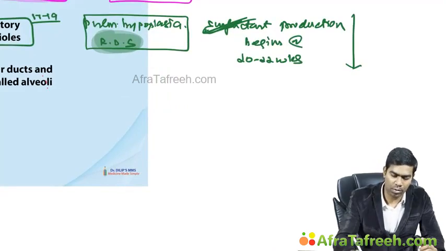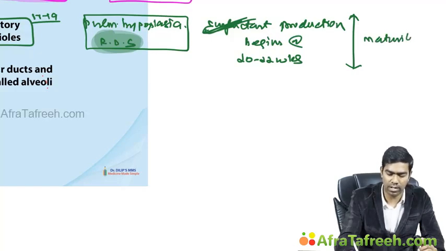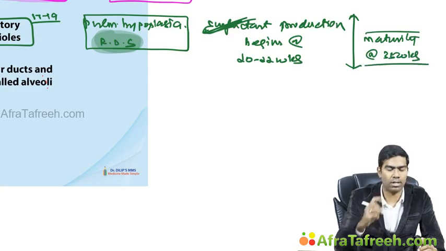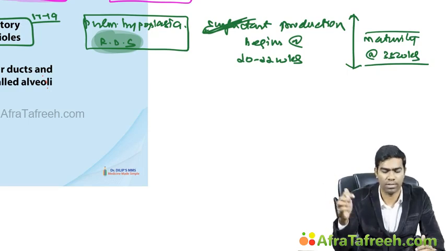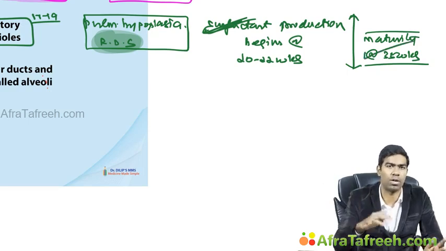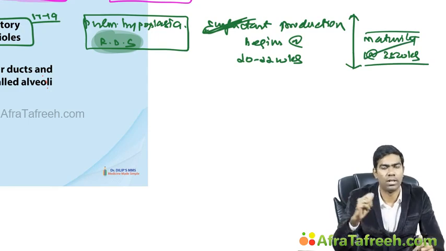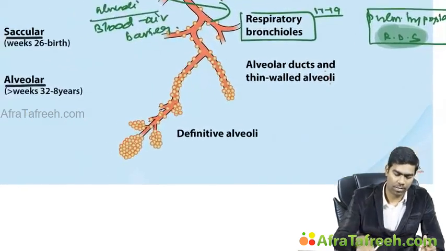But remember, even though production starts at 20 to 22 weeks, the maturity of the surfactant takes until around 35 weeks. This means the full quality and quantity of the surfactant will reach its peak only by 35 weeks of gestation. That is the reason any fetus born before this period has to be given empirical steroids for fetal lung maturity.